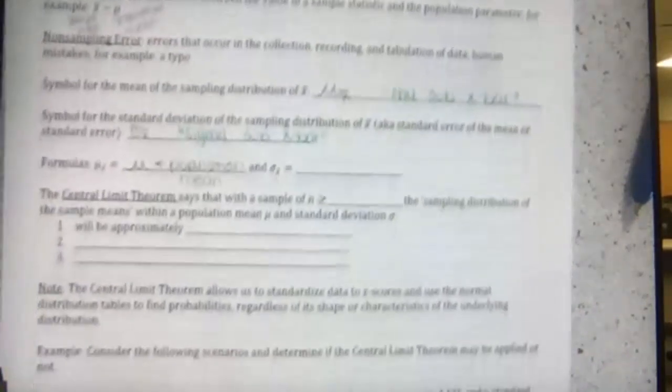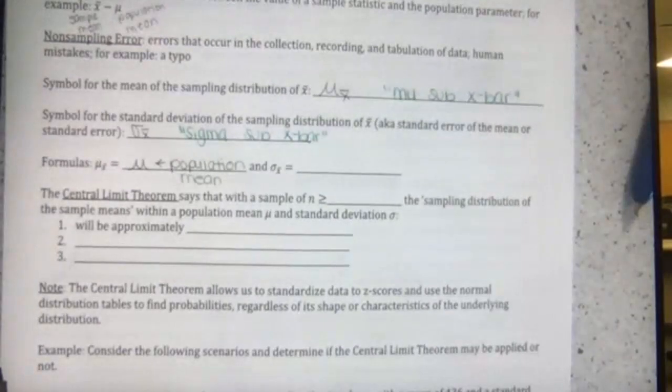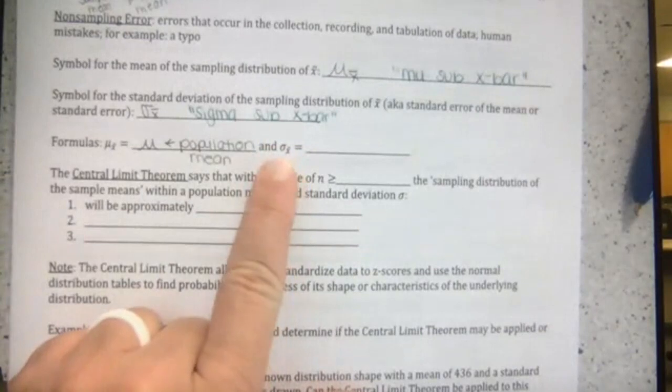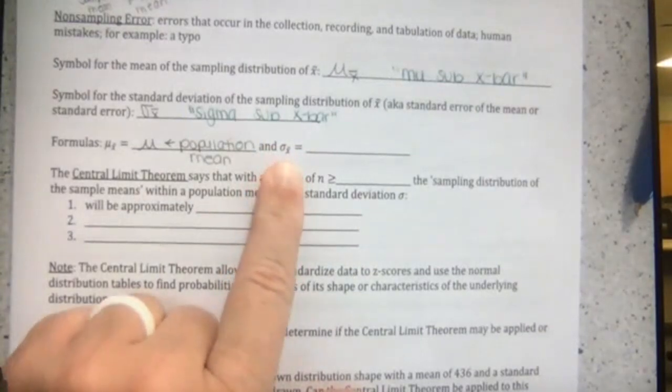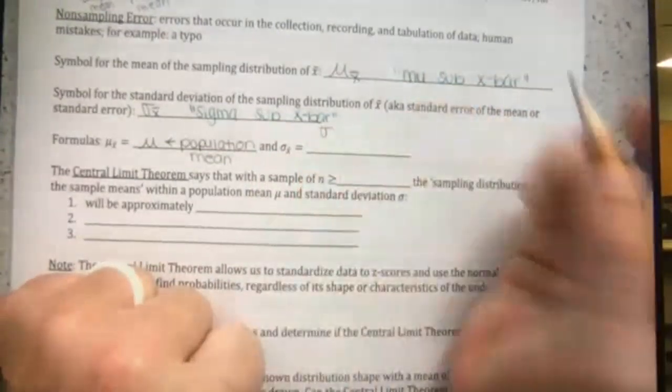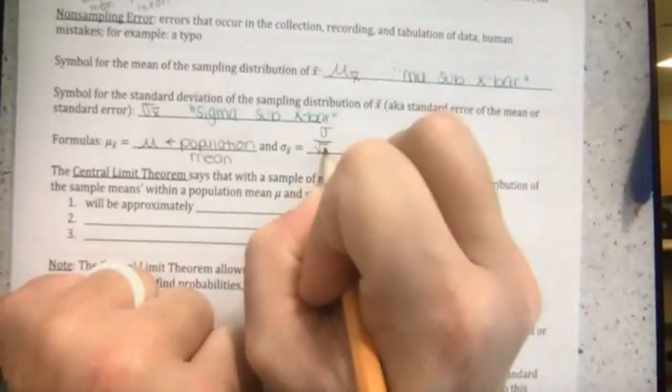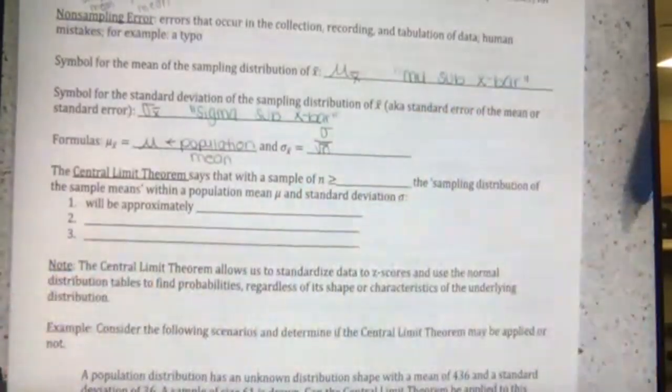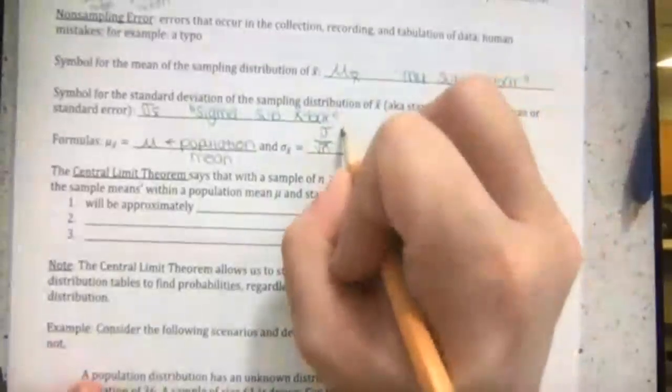And our standard deviation, notice it's sigma sub X bar. So the standard deviation of our sampling distribution, which is a mouthful, is going to be our population standard deviation over the square root of n. So this is the only thing that's different, this time we have a slightly different standard deviation. We have our regular population standard deviation.